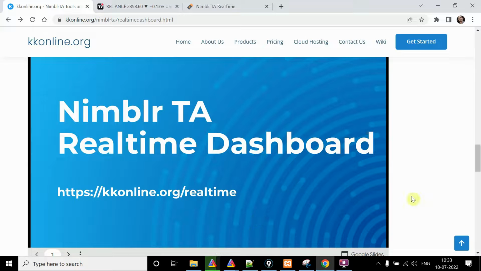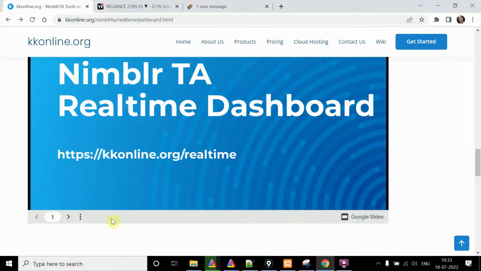What exactly is this and why do we need it? NimblrTA Realtime Dashboard is a screening engine which shall screen the stocks across multiple strategies as defined and governed by the NimblrTA concept. Let's have a brief overview of this and we shall look into the demonstration.